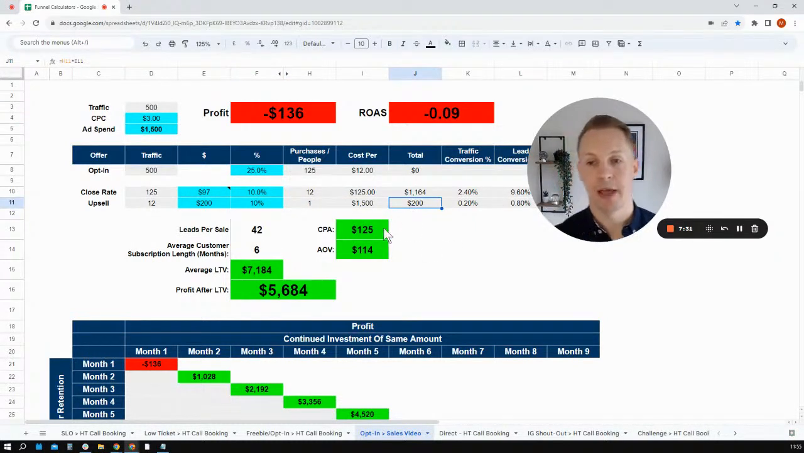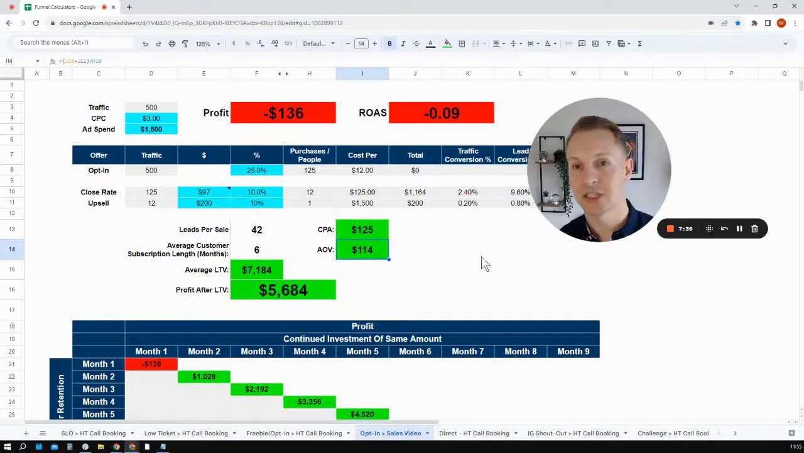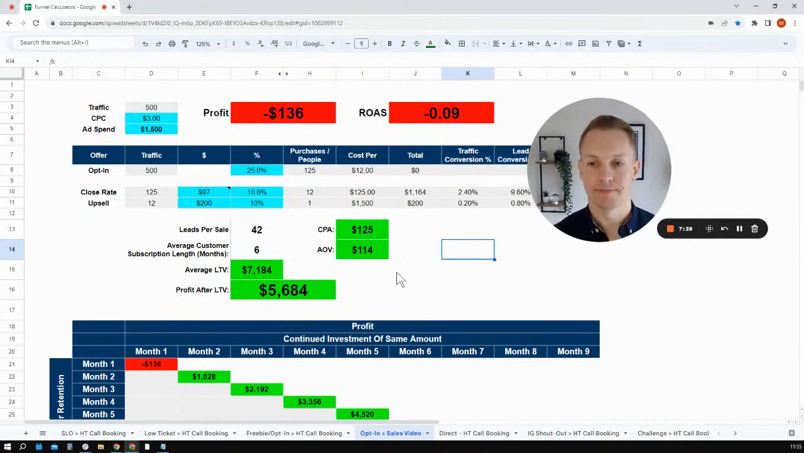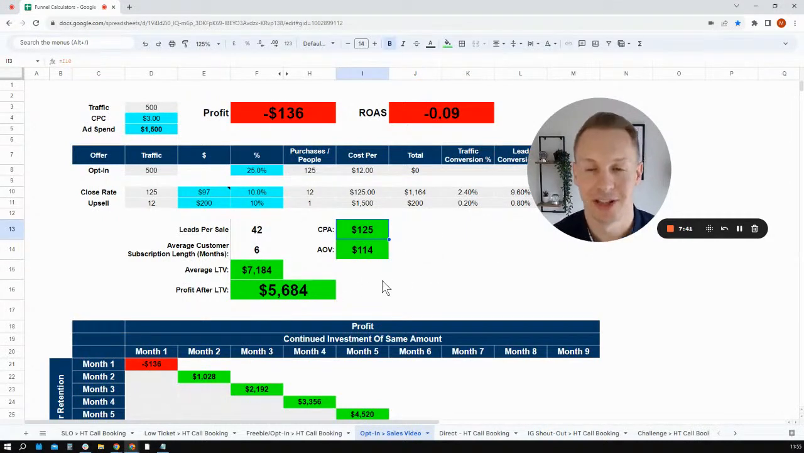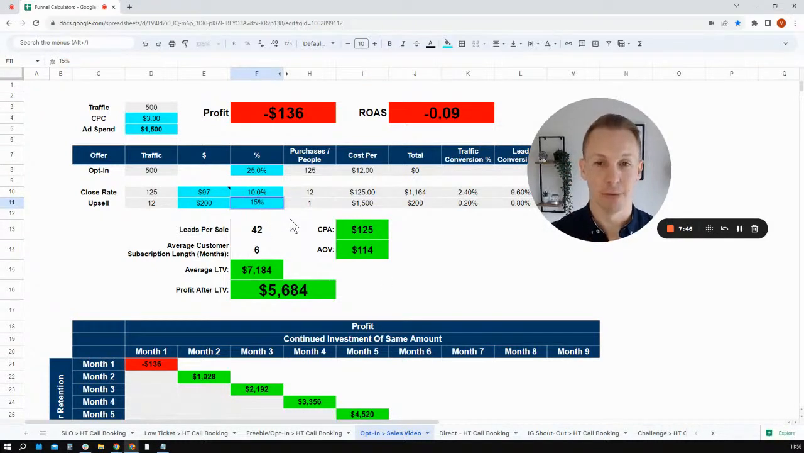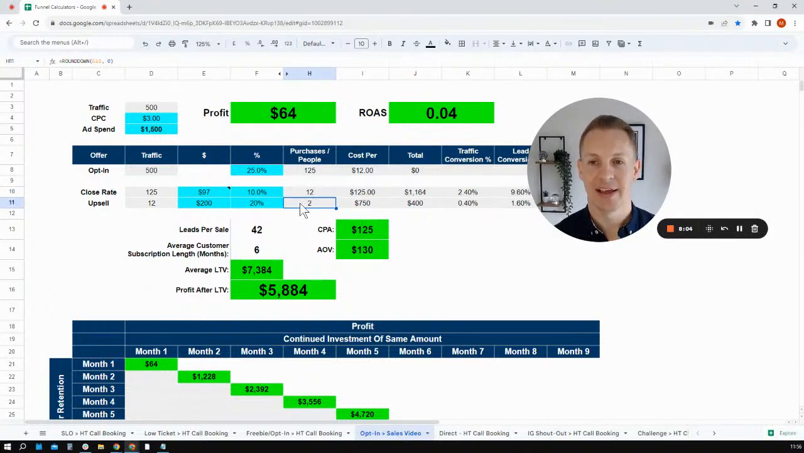So what I've done there, I've actually increased the average order value from $97 to $114. Okay, so that's something that we've done there. But it's still costing me $125 for every new person that we sign up. So again, if I can increase this upsell to 15%, well, it still does nothing. I would probably have to increase it to 20% based on the amount of traffic we're driving in there to make a difference. So if out of those 12 people that purchased, I can get just 2 of them to sign up, I will then be profitable on the front end.